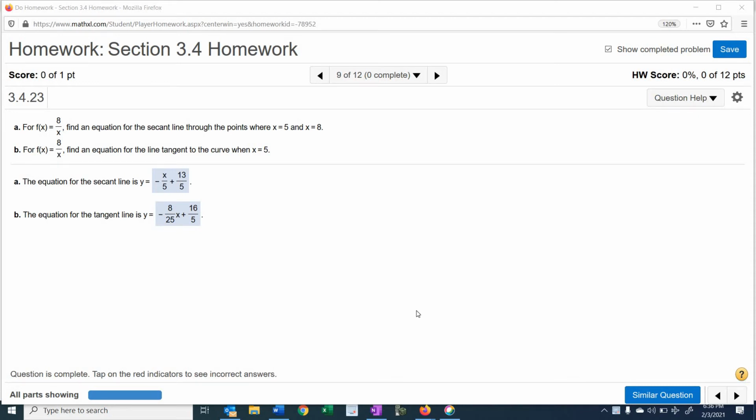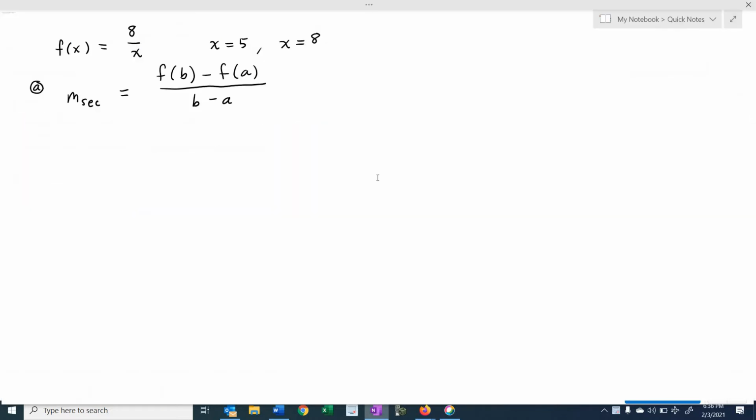Hello again. In this video, I'm going to go over this homework problem from section 3.4. In this problem, we've got two parts. The first part says for this function 8 over x, we're supposed to find an equation for the secant line through the points x equals 5 and x equals 8. Okay, so let me show you how to work this out.